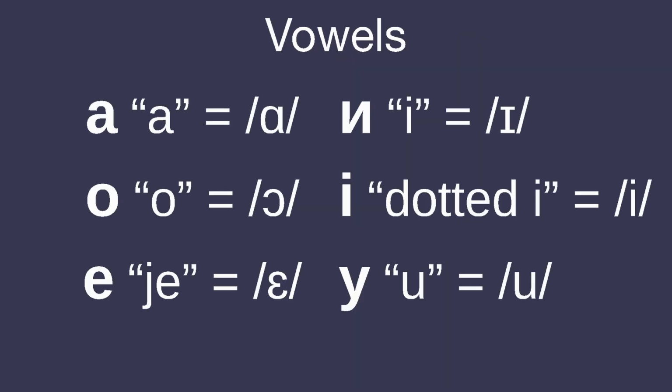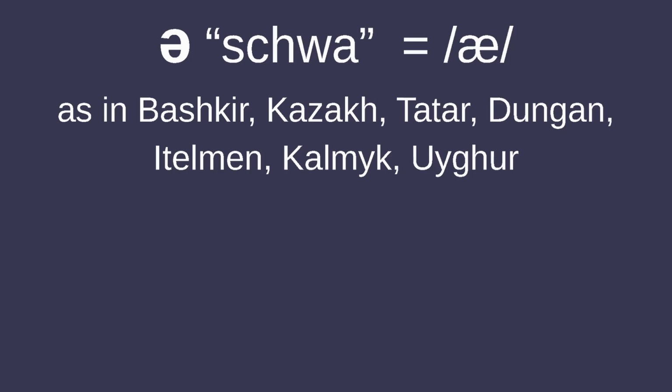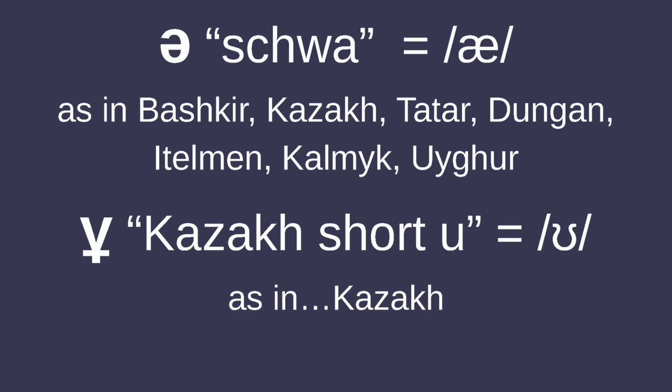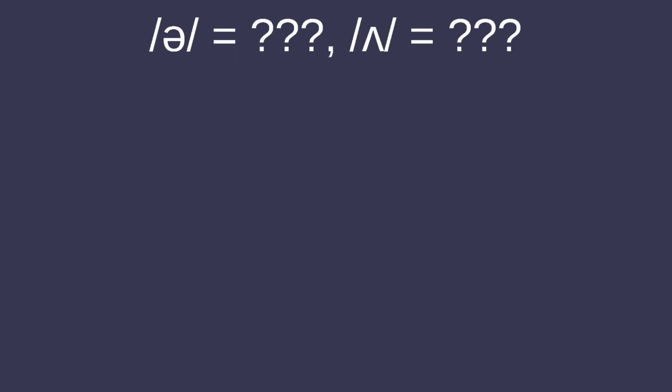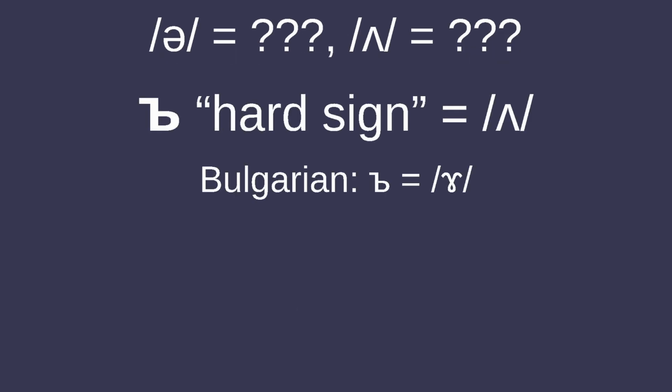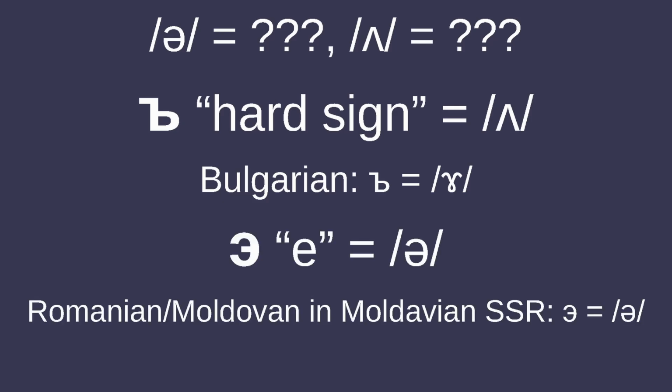Determining vowels was trickier, but I settled with a for a, o for a, ye for e, dotted e for e, and u for u as the basis of the monophthongs. The system also uses Cyrillic schwa for a, as in Bashkir, Kazakh, Tatar, and a few others, and Kazakh short u for Schwa and strut were hard to pin down, but I settled on the hard sign for strut, as it makes a very similar sound in Bulgarian, and e for schwa, as was used to write the Romanian schwa sound in the Moldovan SSR.